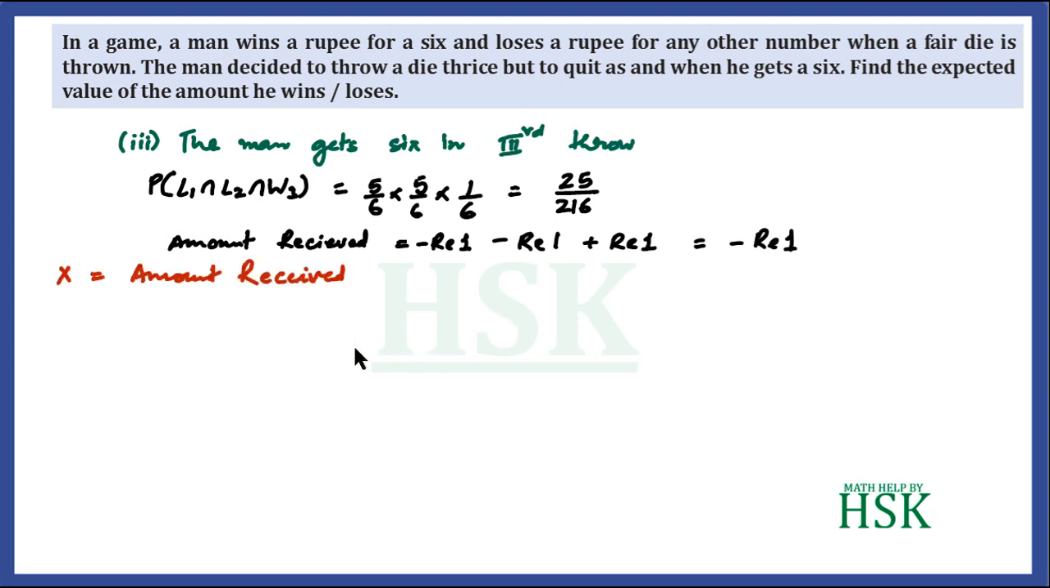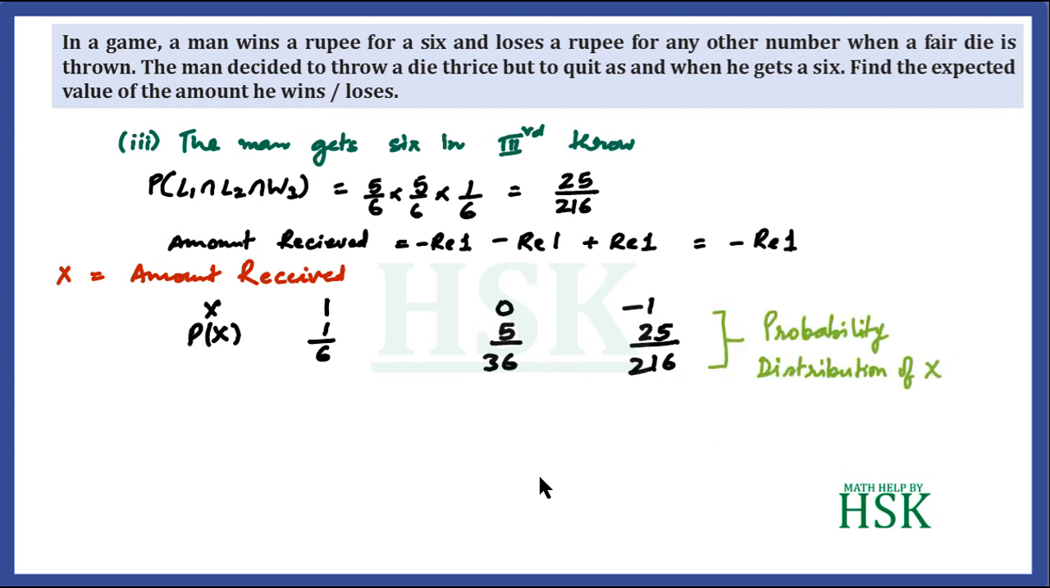So let X be the amount received. We are now going to prepare the table of X and the probability of X, that is, the amount he received and the probability. The probability of receiving the amount rupee 1 would be 1 by 6, that is the probability of winning in the first throw. The probability of receiving an amount 0 would be equal to the probability of winning in the second throw, and this would be equal to 5 by 36, and the probability of receiving an amount equal to minus 1 rupee would be equal to the probability of winning in the third throw, and this would be equal to 25 by 216. So this is the probability distribution of X.